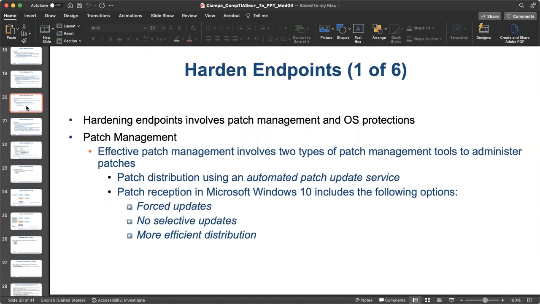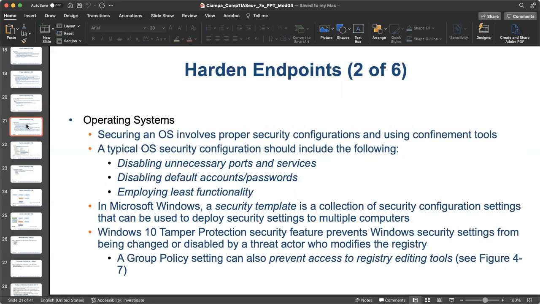Organizations, as I said, usually put these types of applications through different steps of testing the patches before actually applying them. Some operating systems like Microsoft 10 have specific options for their patch enforcement, right? As you can see on the slide, you can have forced updates, no selective updates, more efficient distribution of the patches. So basically you have a variety of control over which type of management plan you want to have in place in order for your patches to be effectively applied.